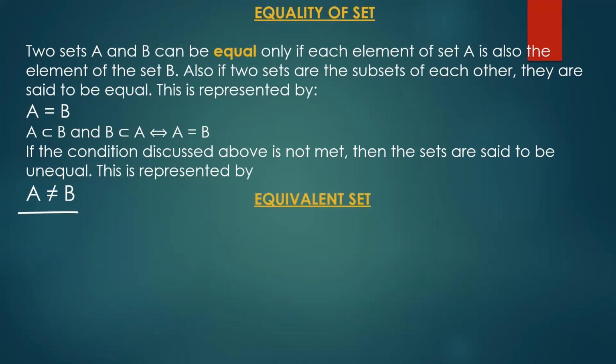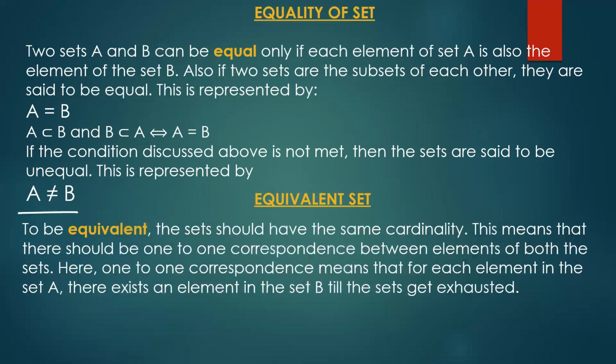So what are equivalent sets? Like I said, to be equivalent, the sets should have the same cardinality. When we talk about the cardinality of anything, it means that we are talking about the number of that thing. If we say the cardinality of this set is 5, it means that the number of elements in that set is 5.